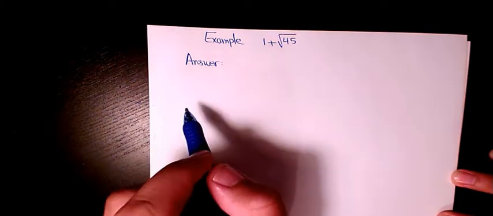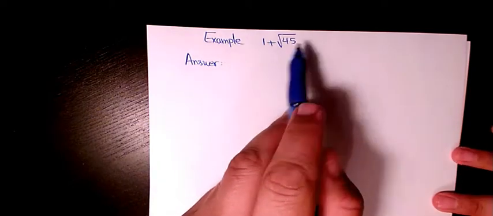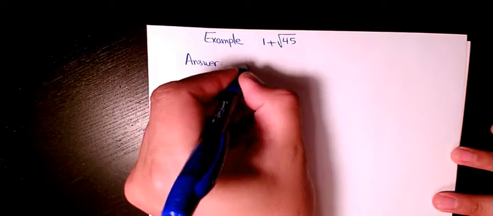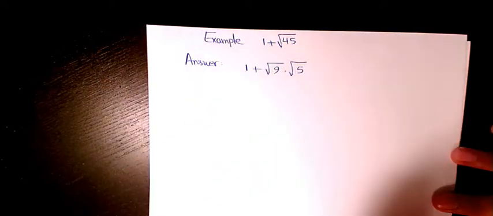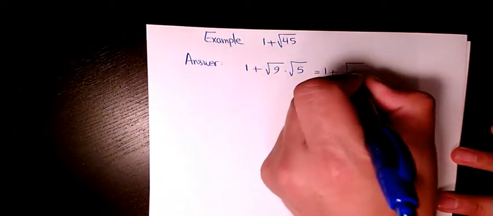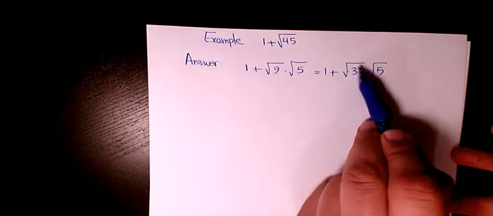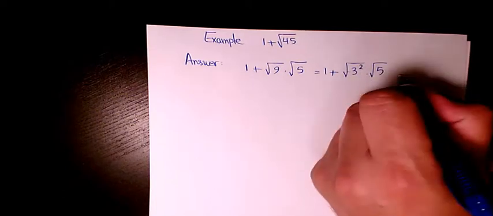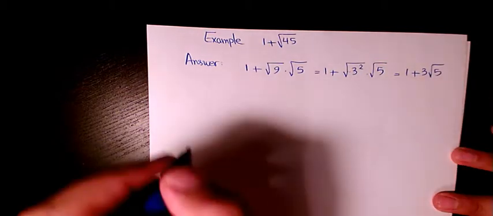Welcome to my channel. In this video I want to show you how to simplify 1 plus root 45. It's going to be 1 plus the square root of 9 times the square root of 5. 9 is 3 squared, so it's the square root of 3 squared times the square root of 5. The square root and the square cancel each other. It's going to be just 1 plus 3 root 5.